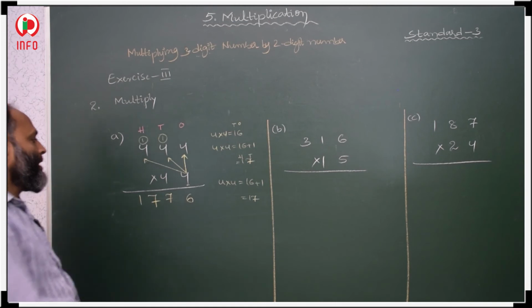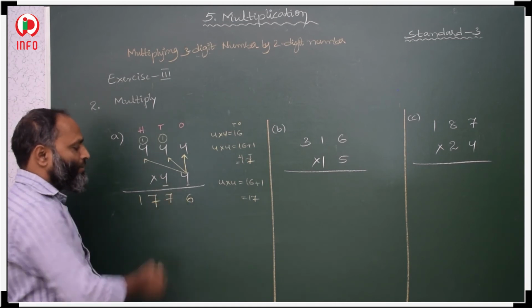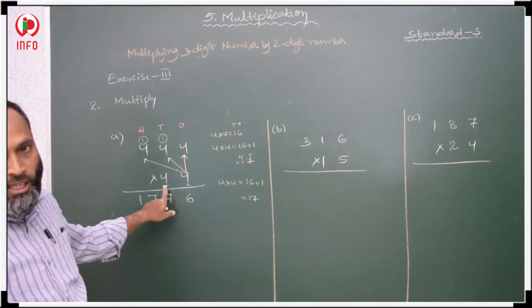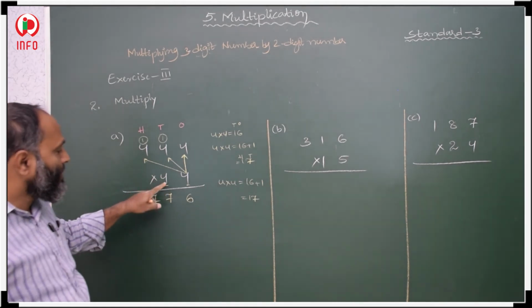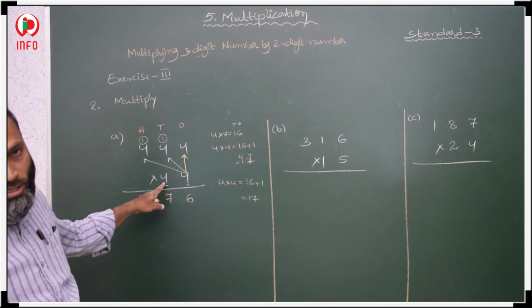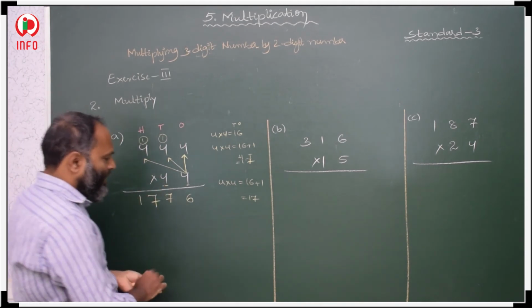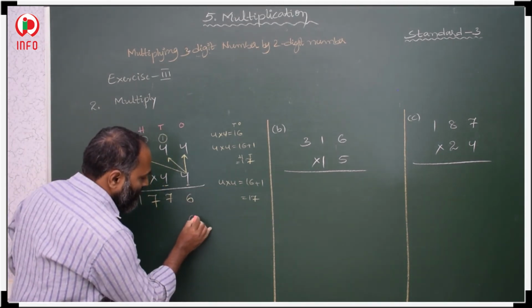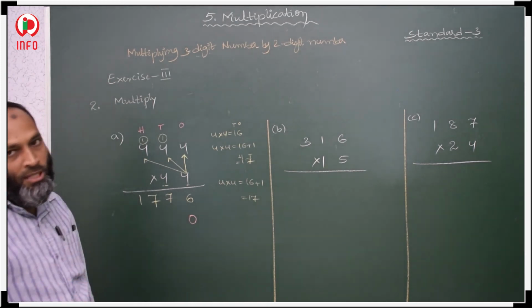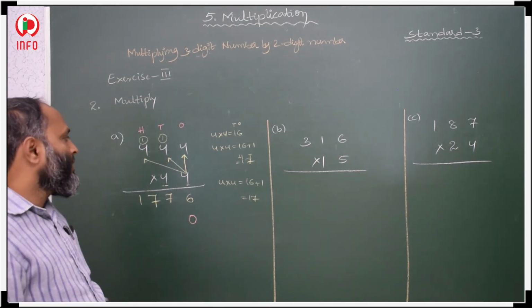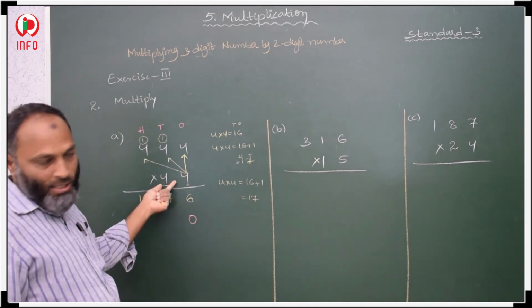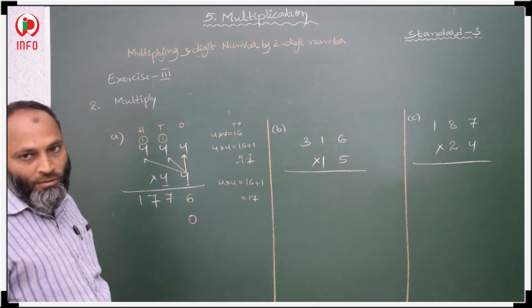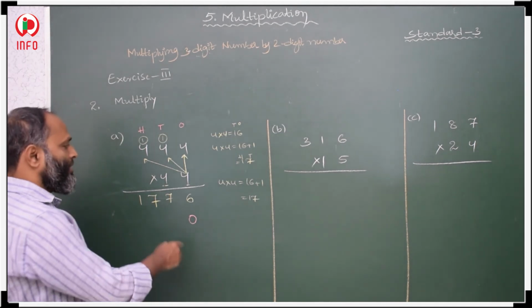Now we have to start multiplication with this 4. This 4 is in tens place. So we are going to start multiplication with tens place. So first we have to keep 0 in ones place. Then after that start multiplication. Why? Because this is in tens place. In tens place we have 1 0 at the very beginning. So keep 0 here.